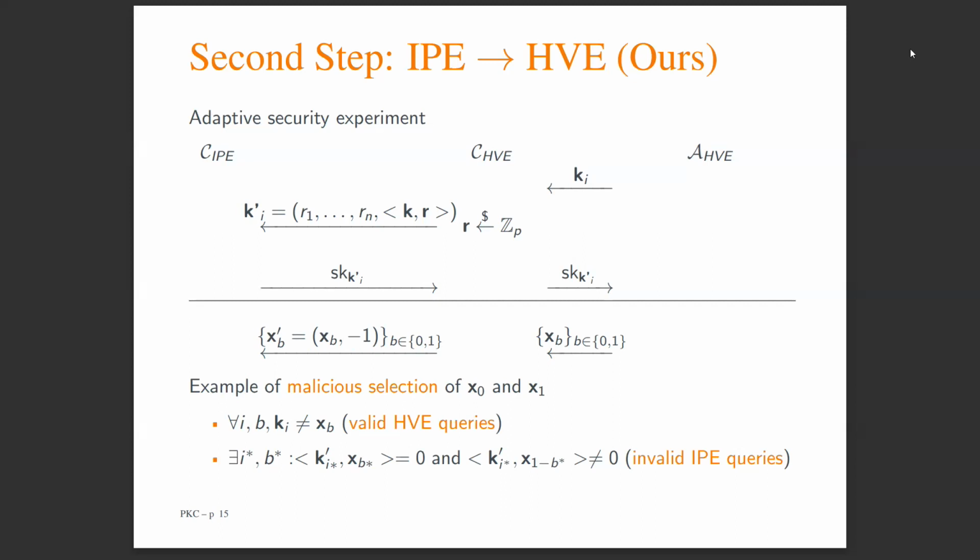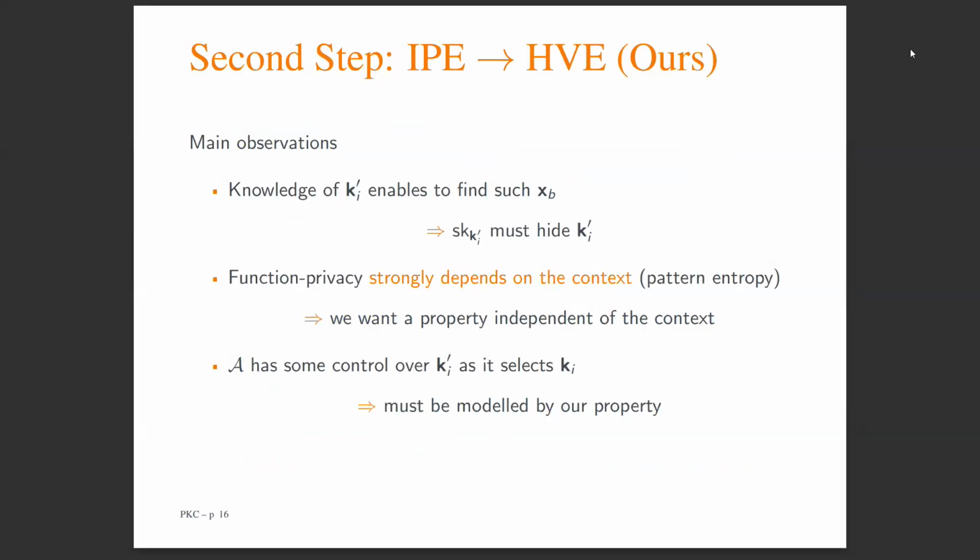So we have to rule out this situation to prove the security of our transformation. But just a few remarks. The first one is that if an adversary has the ability to recover the value K prime associated with a secret key, then it can trivially break the security of our system. So it means that the secret key must hide the vectors that it is associated with.